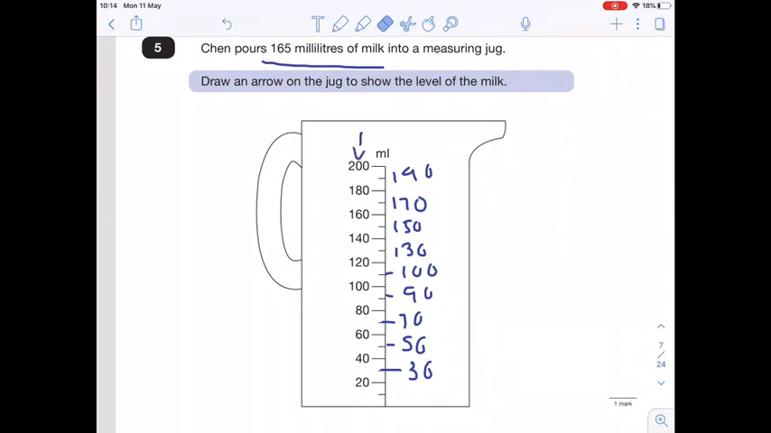Okay, and we wanted the number that's halfway between 160 and 170, because don't forget we wanted 165. So that should be about, it's hard for me to be precise on this screen, but somewhere, as long as you've got it halfway between those two, then you'll be okay. That's not brilliant halfway, but somewhere around that's about right. Okay, somewhere around there.